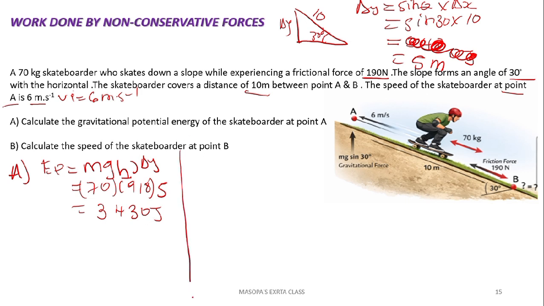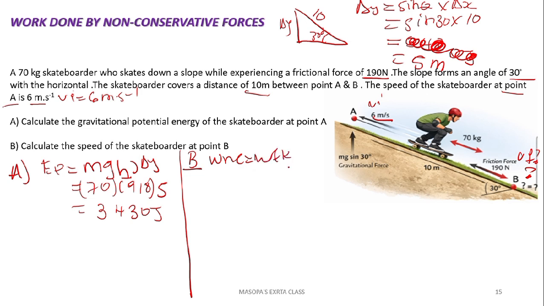Now let's look at B. B says that you must calculate the speed of the skateboarder at point B. Remember, at point A, that is his initial speed, 6 meters per second. And at B, we don't have that final speed. So basically, we're looking for the final speed. And now we're given the force. That means the work done by non-conservative forces will be work done by what?